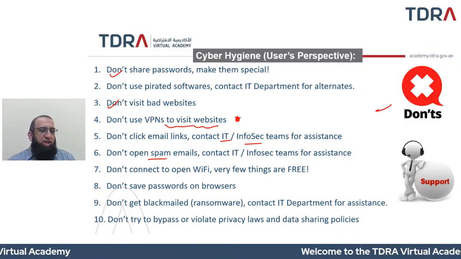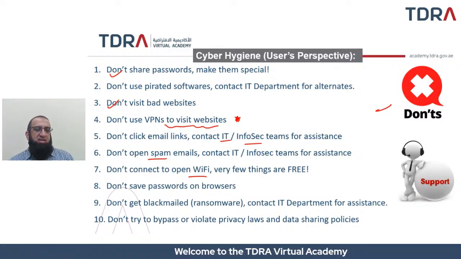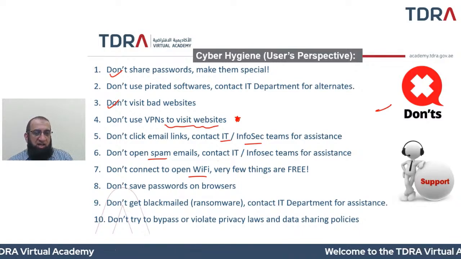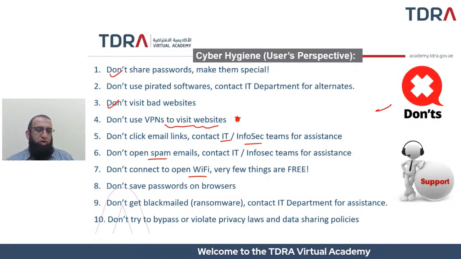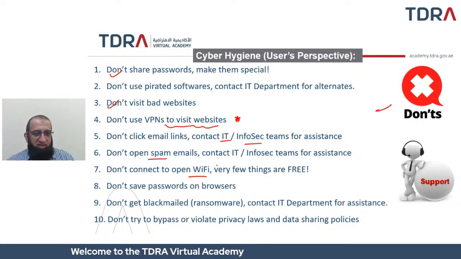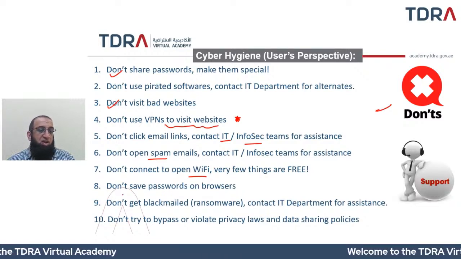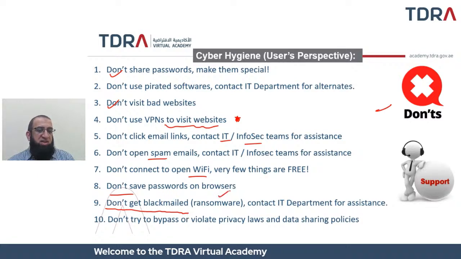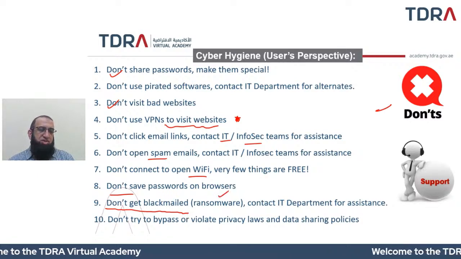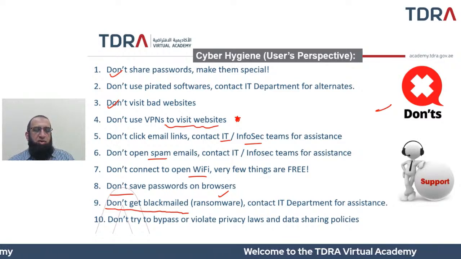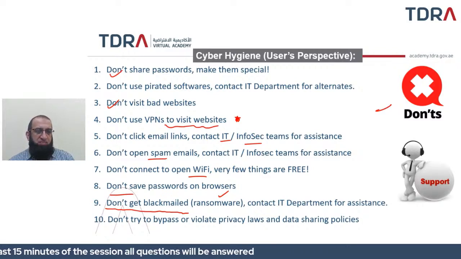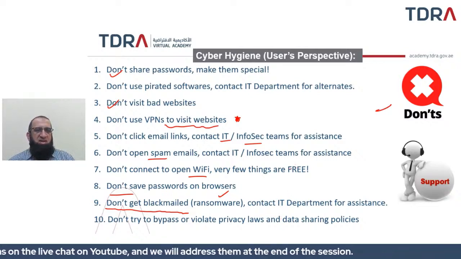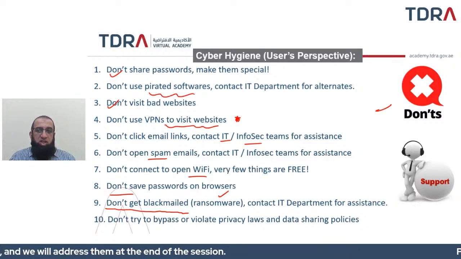because your surname and the name mentioned in the email are the same. Don't connect to open Wi-Fi unless it doesn't ask you for a private account. For example, you go to an airport or some other place, you get free Wi-Fi, and it asks you to log in through your Facebook, Twitter, or Instagram account. Avoid it. Nothing is, or rather very few things are, free. Don't save passwords on browsers. Now this is very important: don't be blackmailed by ransomware. If you get a message saying, we have seen your history, you are a pervert, or something like that, don't panic, just contact your IT or InfoSec team. And don't try to bypass privacy laws or sharing policy if you're using torrents and stuff. And don't use pirated software. Now, that was the don'ts.